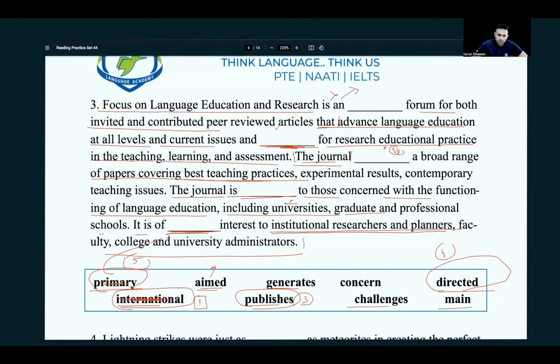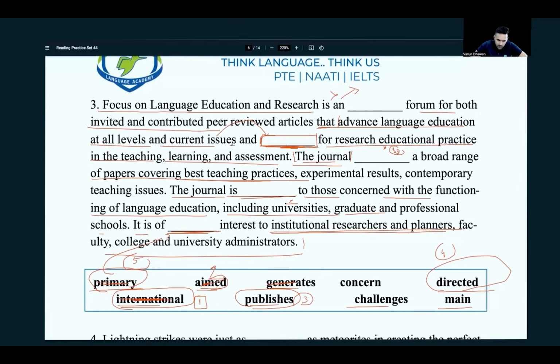Focus on Language Education and Research is an international forum for both invited and contributed peer-reviewed articles that advance language education at all levels and current issues and dash for research. You'll have a, which word will you have over here? Current issues and dash for research. A negative word, right? Aimed for research? No. Generates for research? No.